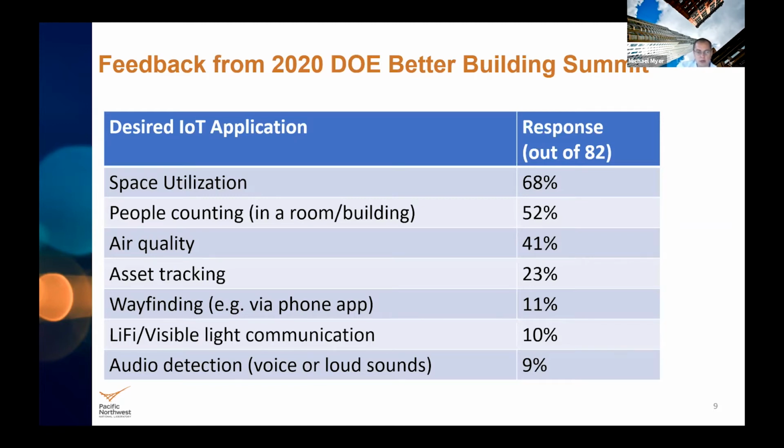Then you had asset tracking, which again is the idea that you can put a tag on a device and be able to find it easier, or wayfinding, where you're telling people where to go. And then you can get into some additional communication methods through Wi-Fi and visible light.